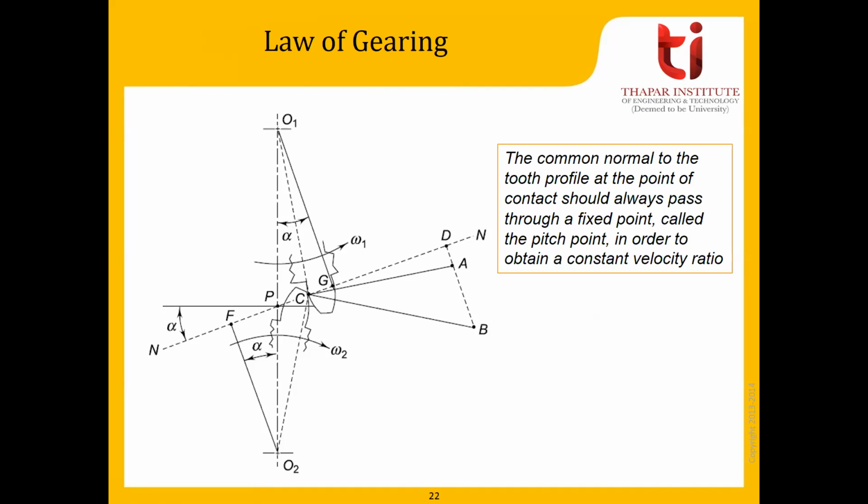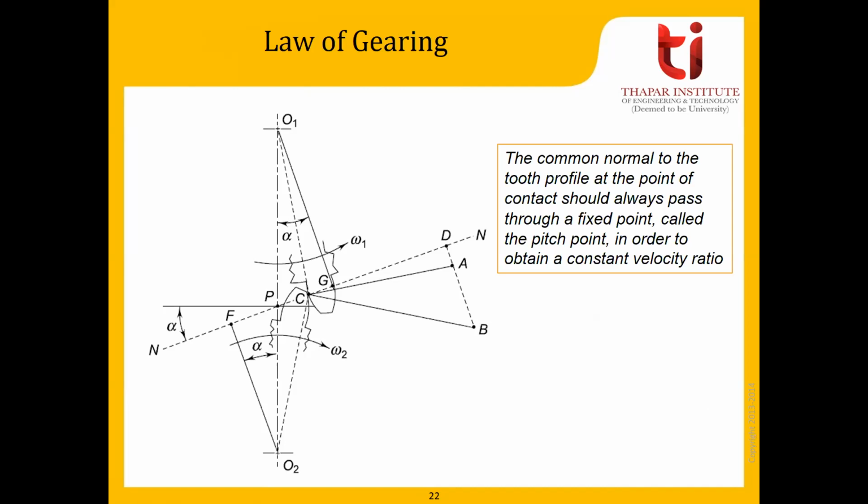So we can say, in order to have a constant angular velocity ratio for all the positions of wheels, the point P must be a fixed point called pitch point for two wheels. In other words, you can write one statement: the common normal at the point of contact between the pairs of teeth must always pass through a pitch point. This is the fundamental condition which must be satisfied while designing a profile for teeth of wheels. It is known as law of gearing.